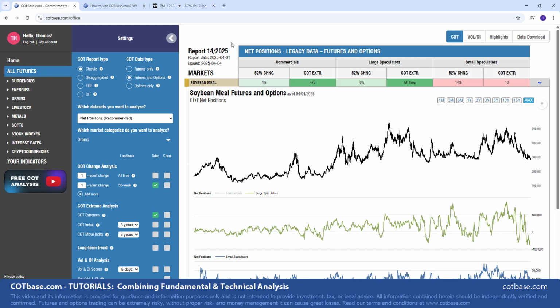Commitment of Traders analysis is an amazing tool to have in your pocket, in your trading system. Using the iCOT Intraday Indicator can actually help you identify the best time to enter the market and, of course, also exit that market.